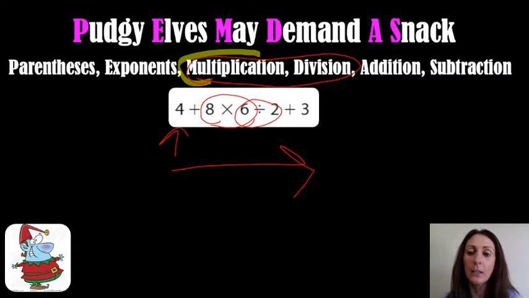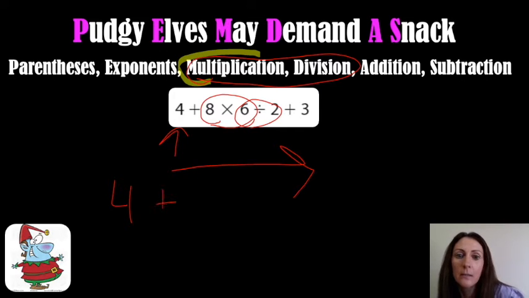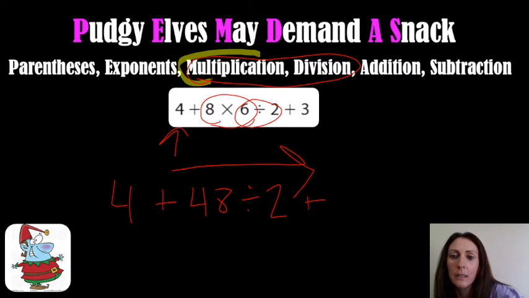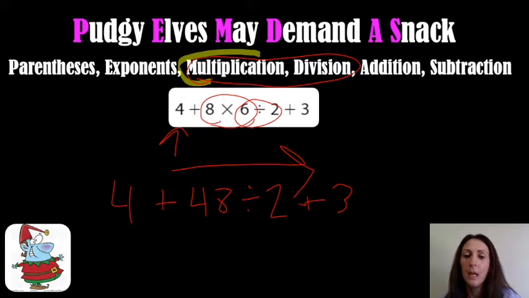So let's take a look and let's do this together. The first thing I said is we're looking for multiplication and division. They go together. They're not separate entities. That's why I put my hands together so that you can remember that. So 8 times 6, what is that? Yell that out to me. Right. It's 48. So I'm going to rewrite the problem. I have 4 plus 48 divided by 2 plus 3. And I always rewrite the problem to help me so that I don't forget what I've already done.